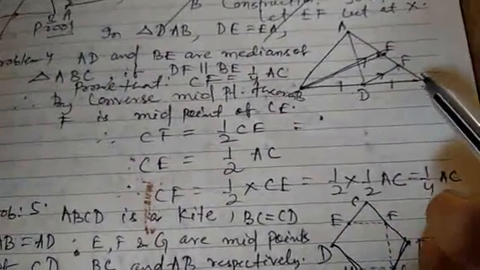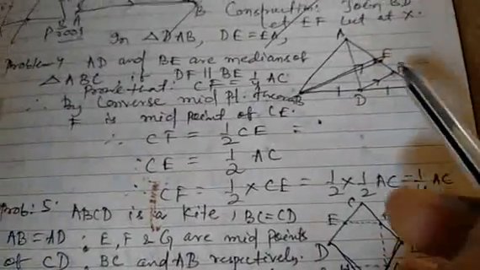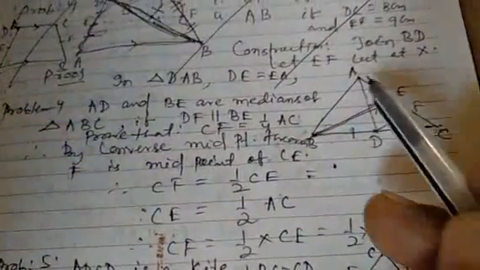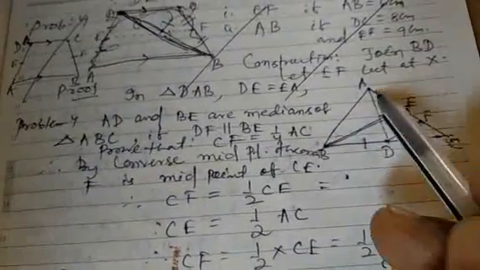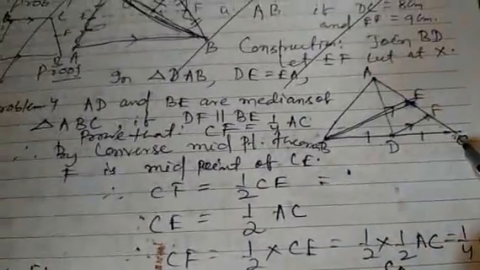Or you can write also CF is half of CE. Since BE is a median, that also divides this, it is the midpoint, E is the midpoint of AC. That means CE is half of AC.